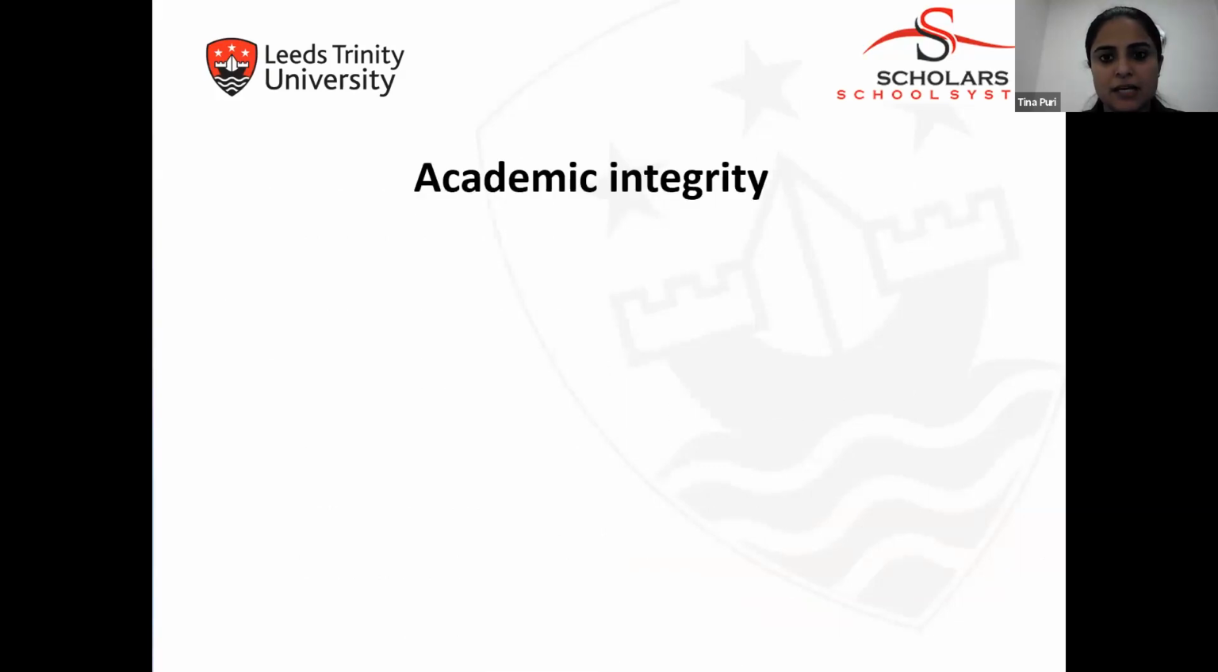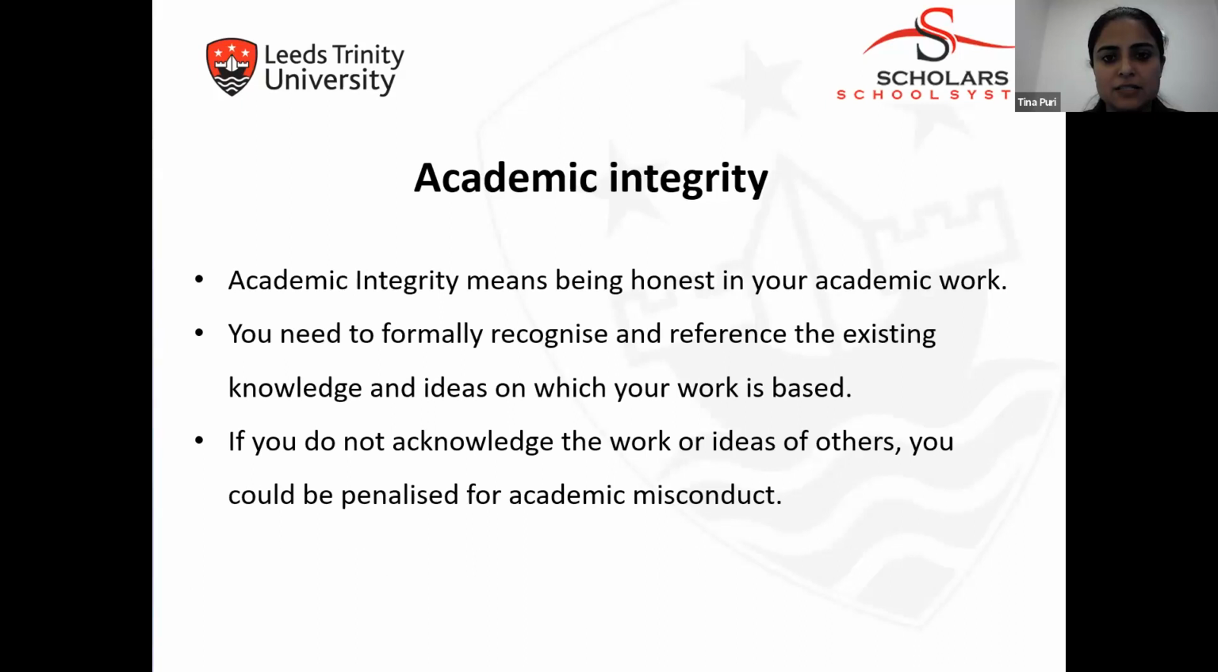So, what is academic integrity? Academic integrity means being honest in your academic work. You need to formally recognize and reference the existing knowledge and ideas on which your work is based. If you do not acknowledge the work or ideas of others, you could be penalized for academic misconduct. So if you do not give recognition to the person from whom you have copied your work, then you can be penalized. For that, you have to give recognition to the person from whom you are copying your work.